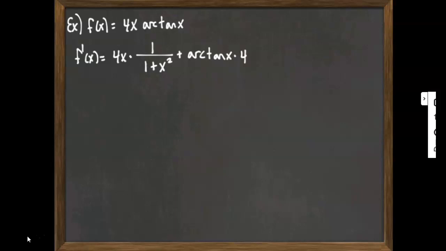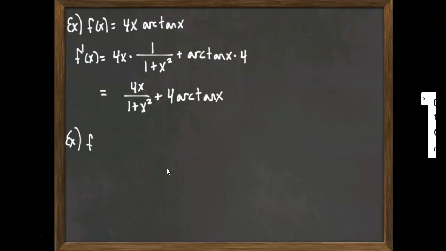And then let's just do a little bit of cleaning up here. We get 4x over 1 plus x squared plus 4 arctangent x. And now we've done the derivative of 4x arctangent x.